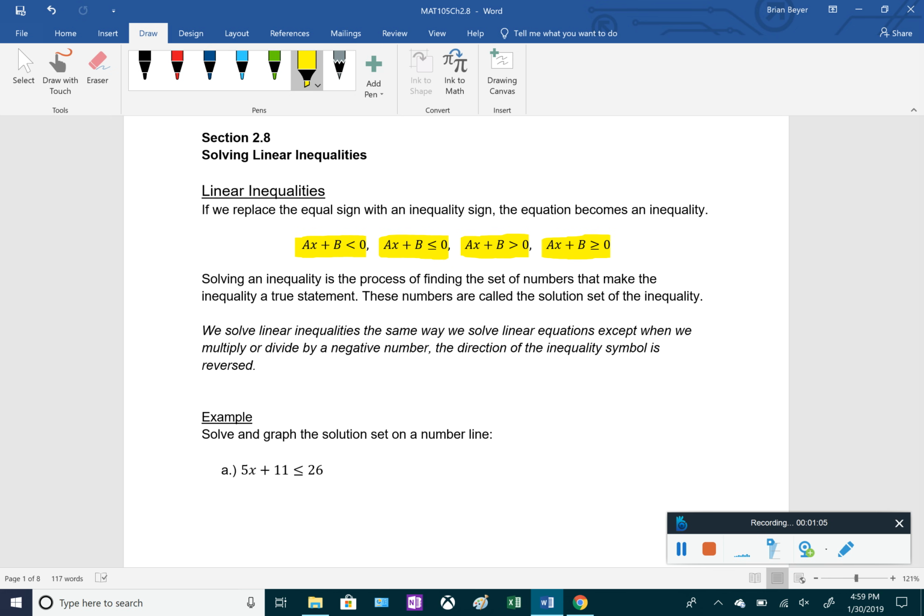So we're going to be solving these the same way that we solved linear equations, except when we multiply or divide by a negative number, the direction of the inequality symbol is reversed. So multiplying or dividing by a negative on both sides of the inequality is going to flip the inequality symbol. Other than that, same exact way as an equation.